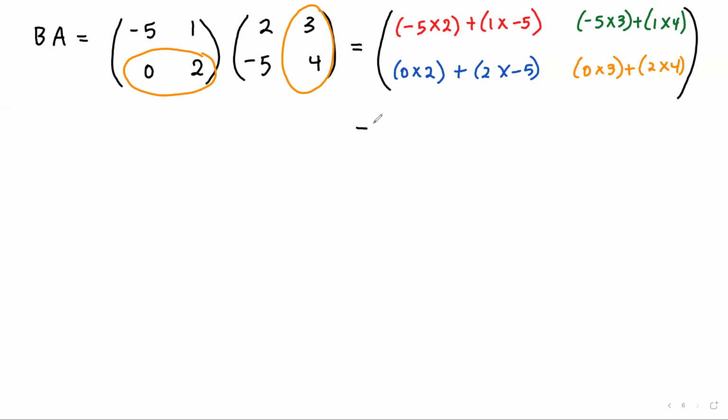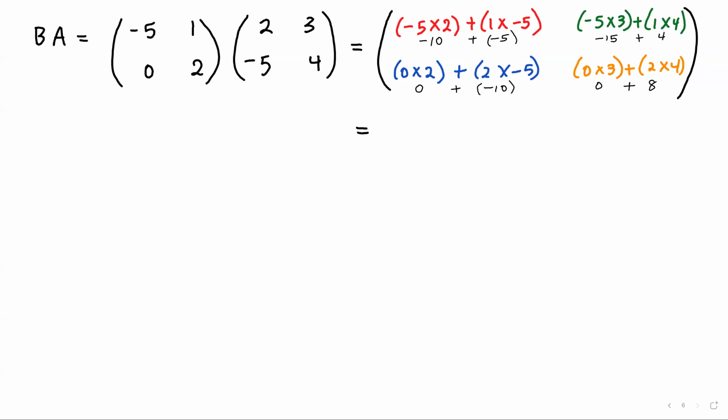Right, and now let's work them out. So this would be, writing it up here so you could see it. Negative 5 times 2 is negative 10 plus 1 times negative 5, which is negative 5. Negative 5 times 3 is negative 15 plus 1 times 4, which is 4. Then we have 0 times 2, which is 0, plus 2 times negative 5 is negative 10. And then we have 0 times 3, which is 0, plus 2 times 4, which is 8.